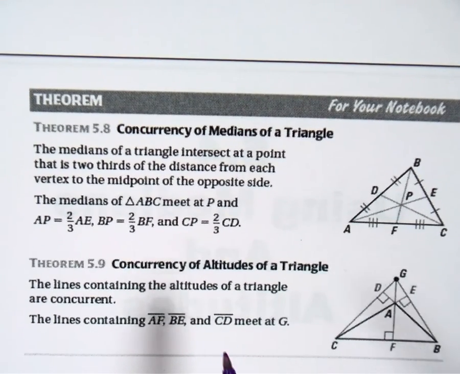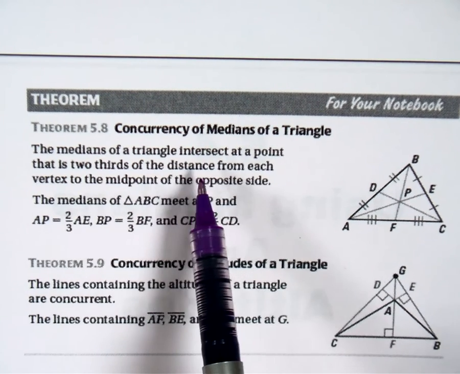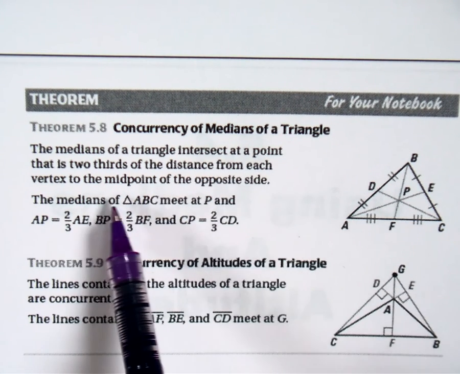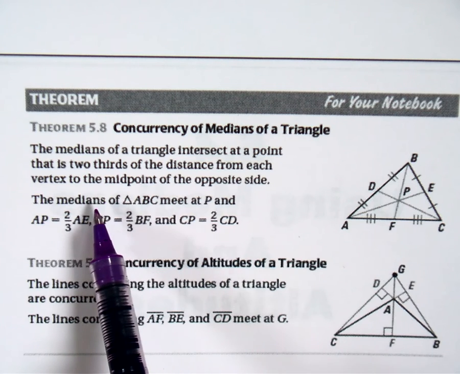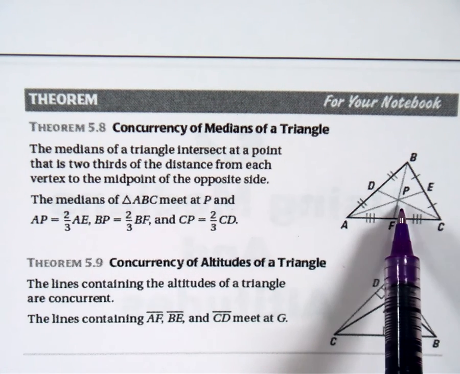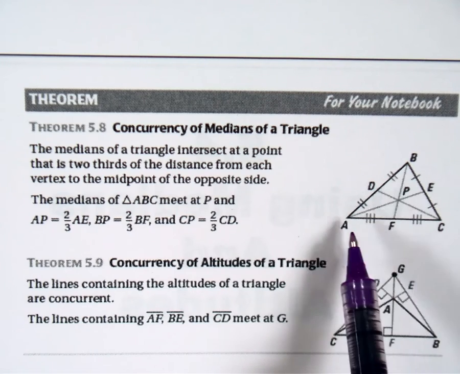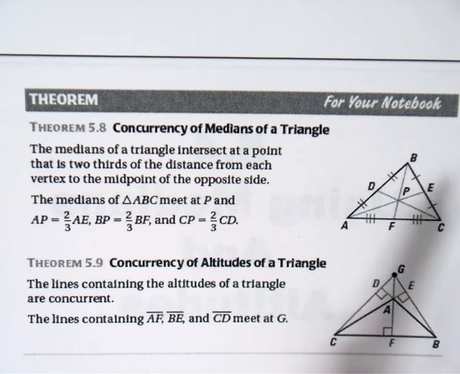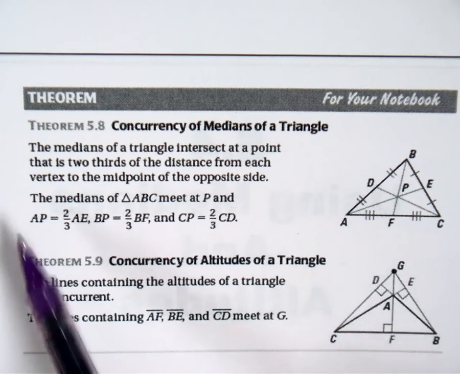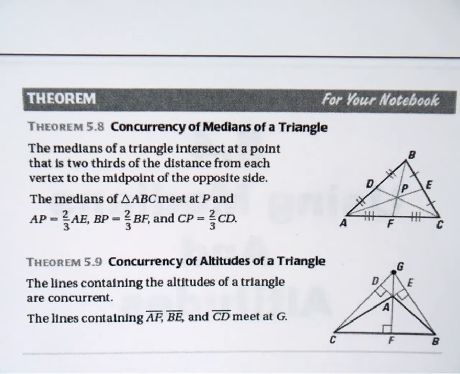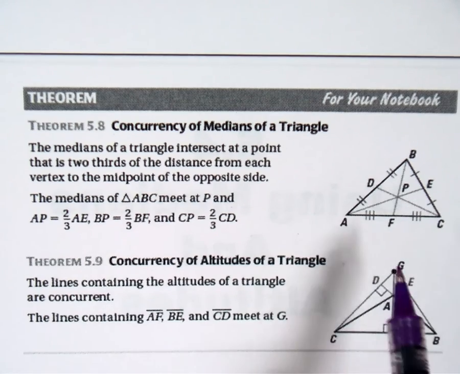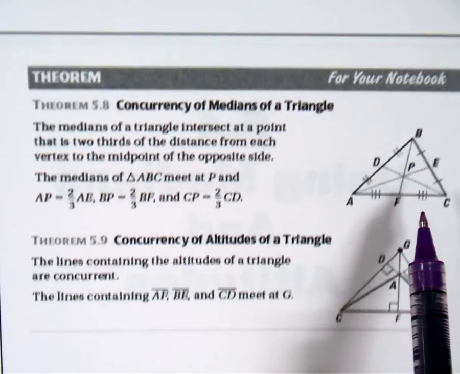Concurrency of medians. The medians of a triangle intersect at a point that is 2/3 the distance from each vertex to the midpoint on the opposite side. The medians of triangle ABC meet at point P, and AP is 2/3 of AE. We'll go through an example here with these side lengths. This is actually pretty easy, very similar to mid-segments.